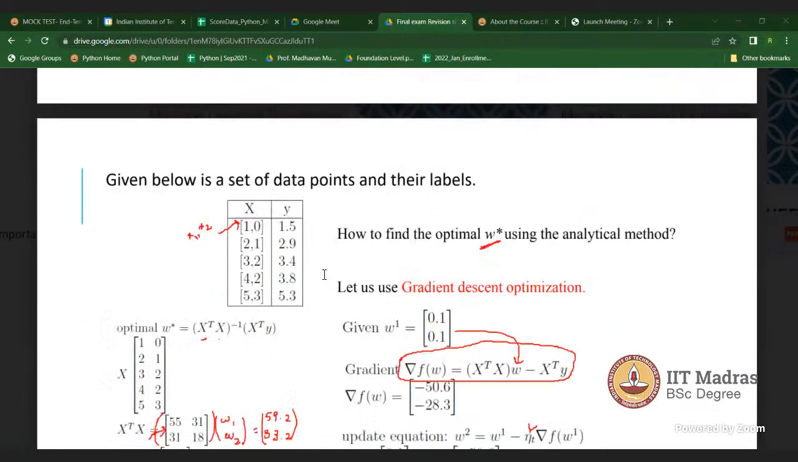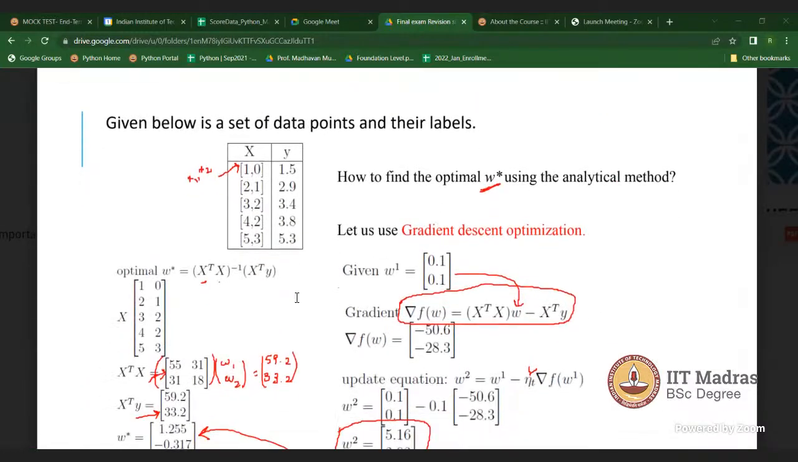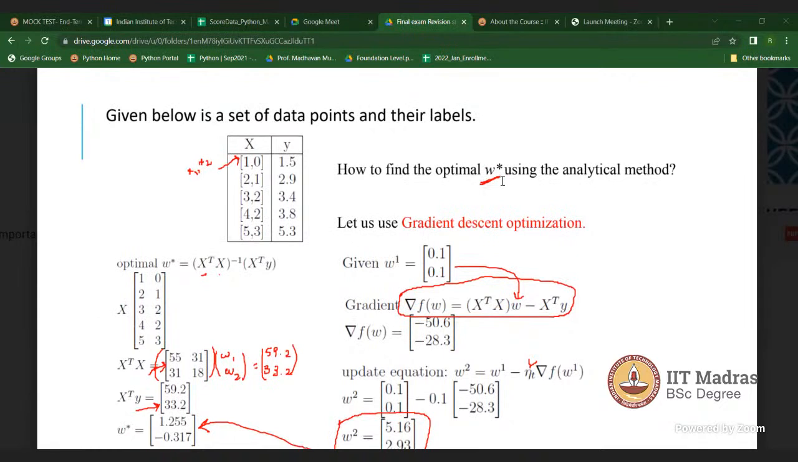Okay. Sir, so, double derivative should be greater than 0 or greater than or equal to 0? It should be greater than 0. Greater than 0. Okay. So now we have this. Now we are coming to finding the W star, that is the optimal value, for this linear regression.